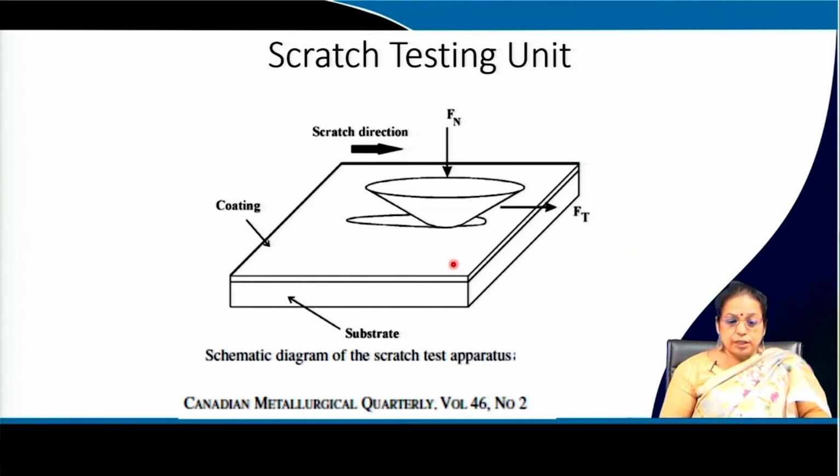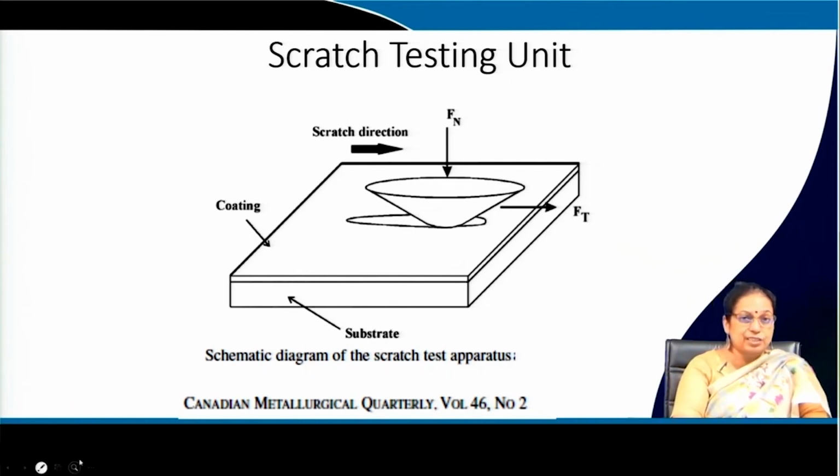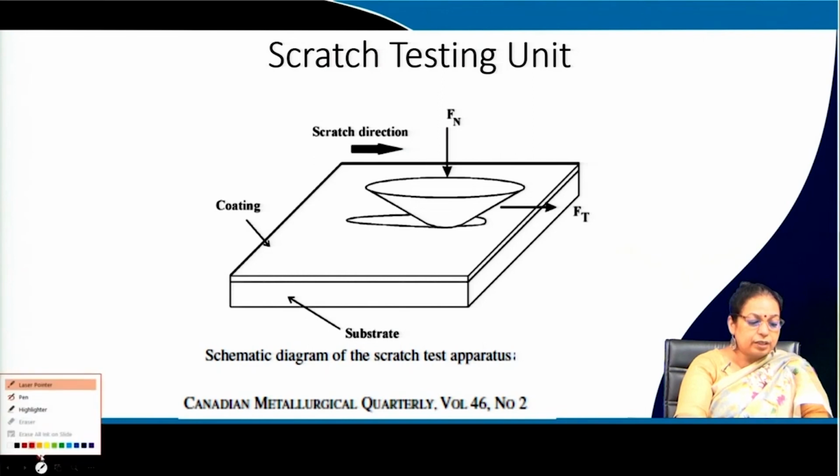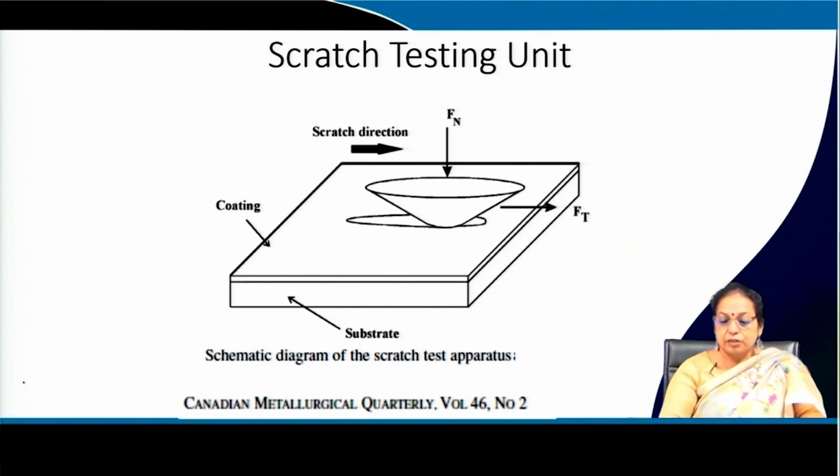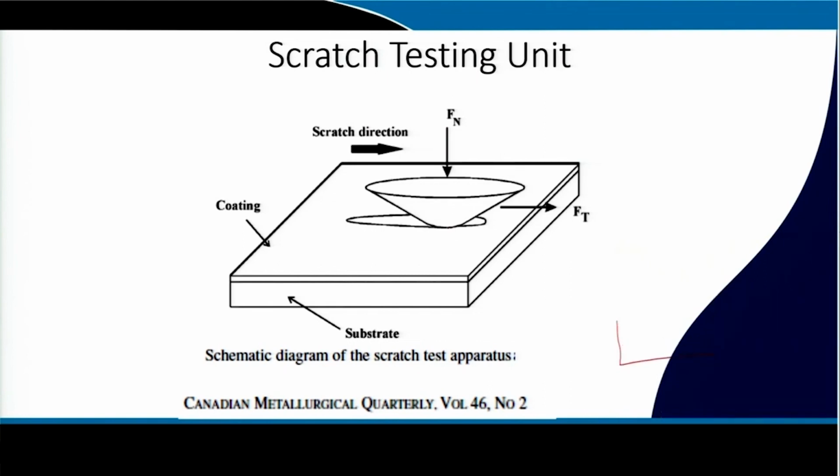Now, another typical test for knowing the adherence of the coating is scratch testing. In scratch testing, you basically go on scratching the surface and subsequently you measure the coefficient of friction as a function of time. You will find that the coefficient of friction, whenever it is on the coating side, has some value, and as you go on applying load, the coefficient of friction will also change.